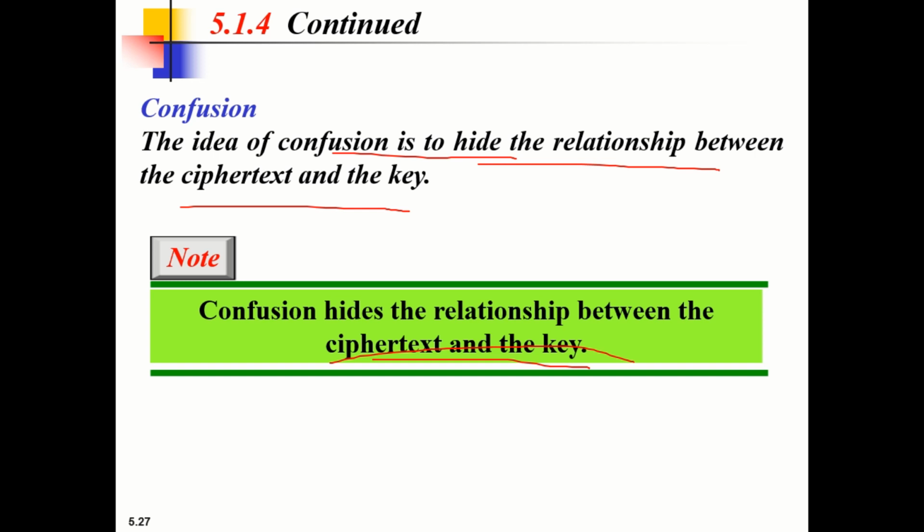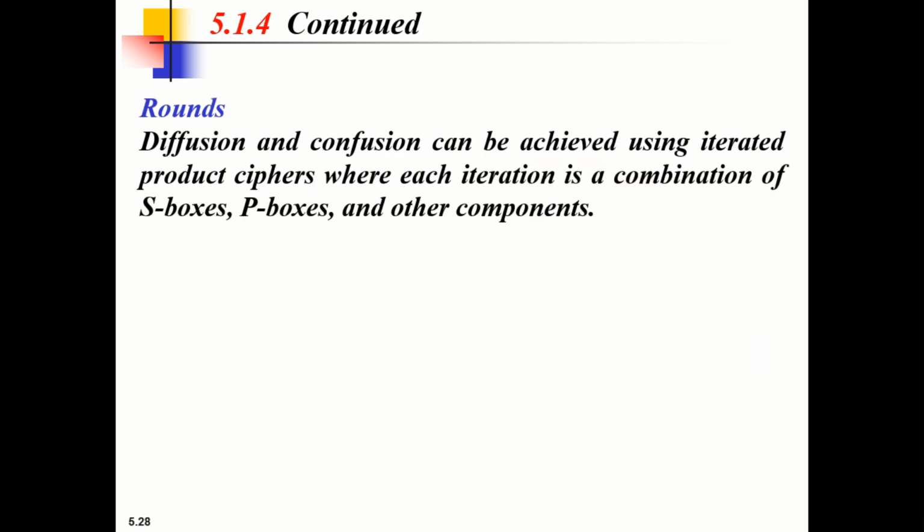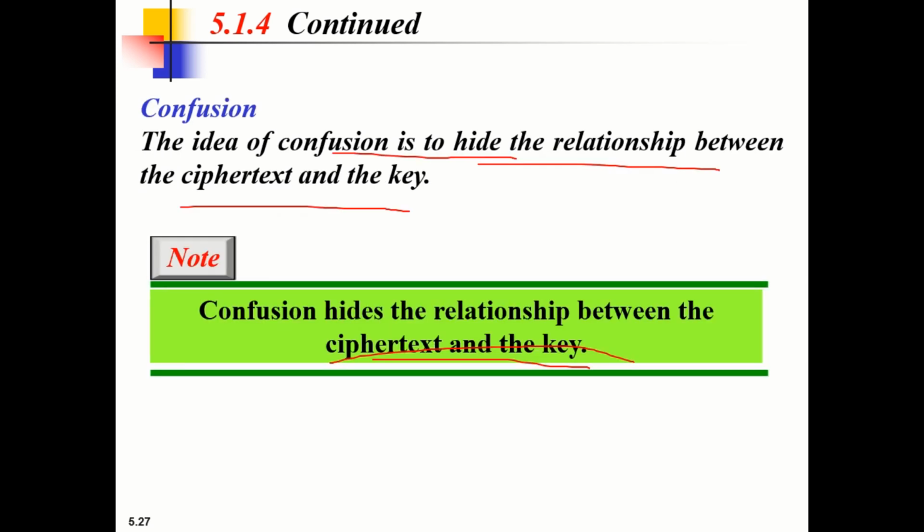The relationship must be hidden, because if the relationship comes out, then the interceptor or intruder will be able to decrypt the message very easily, right? So these two concepts we need to understand before moving forward. I think that's all for now. In the next class, we will be discussing one very important structure, which is called the Feistel structure.